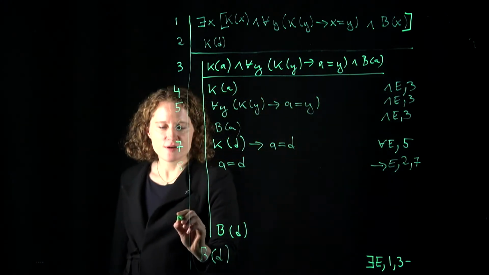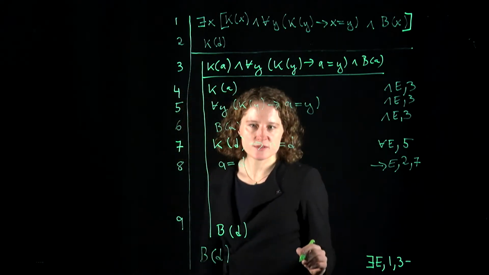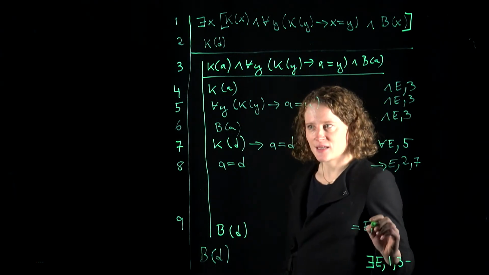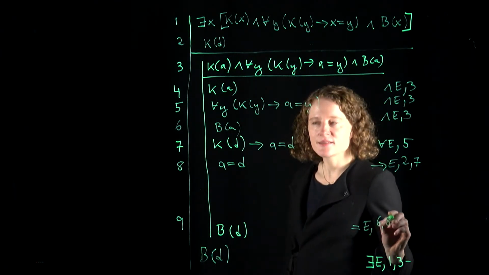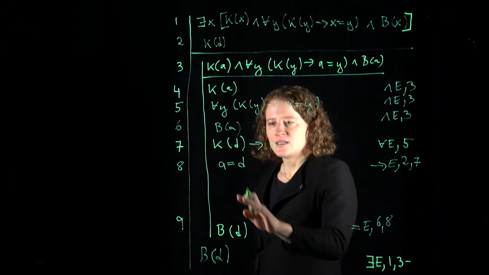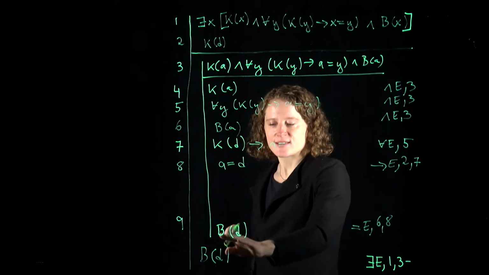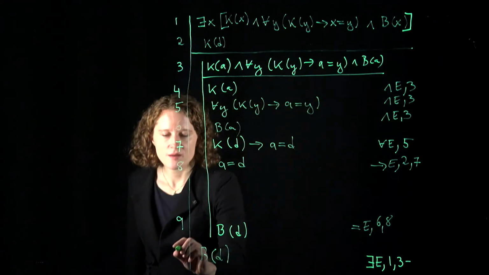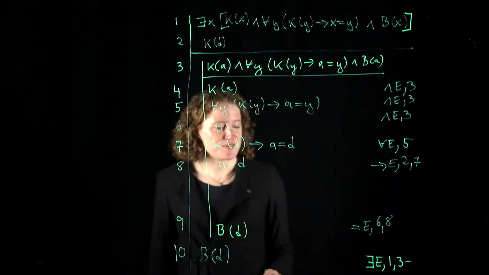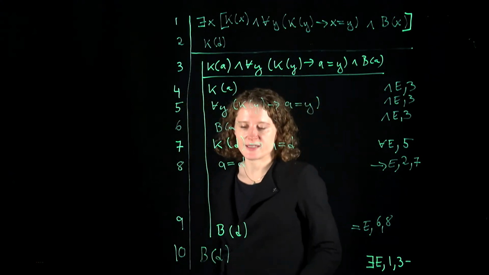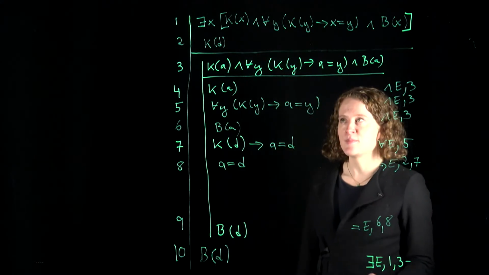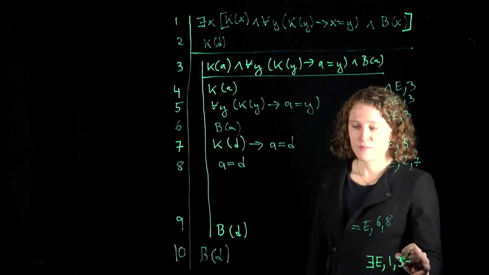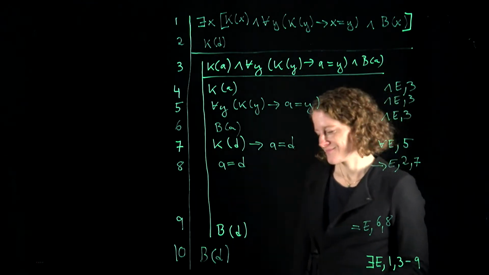And now I can infer Bd using identity elimination and lines 6 and 8. So if a has property B and a is identical to d, then d must have property B as well. And that completes my proof. Now I only need to fill in the final gap, so we can conclude that Bd using existential elimination applied to line 1 and the subproof from 3 to 9. And that's it.